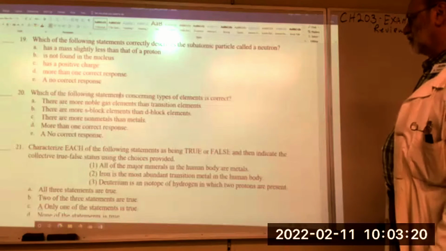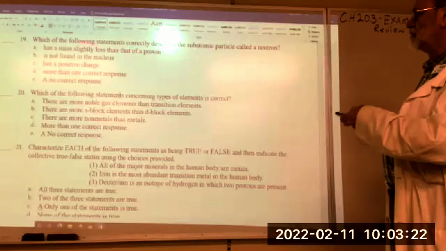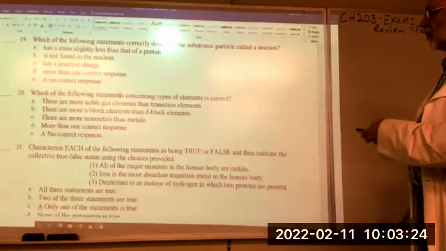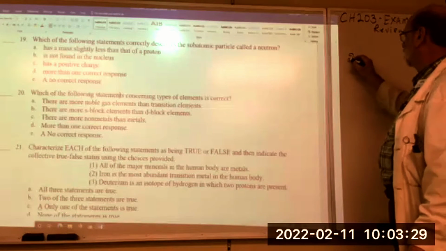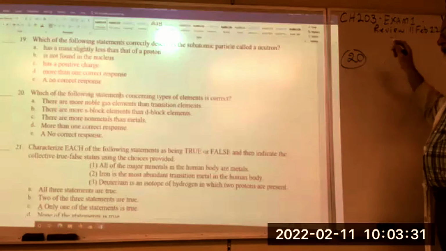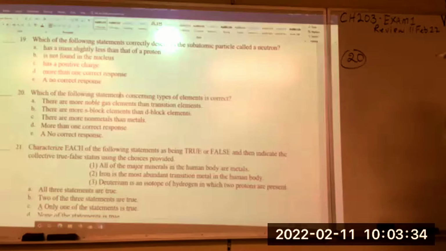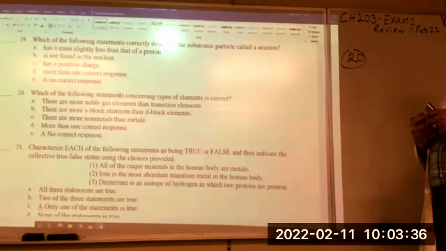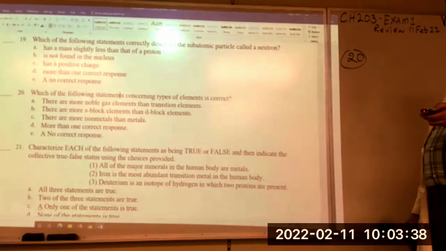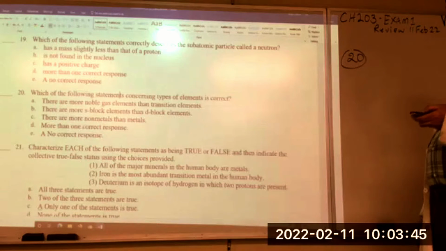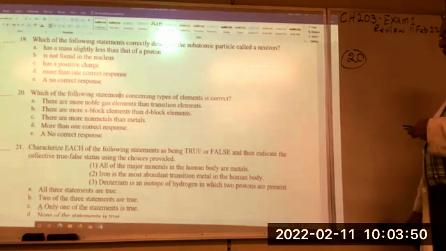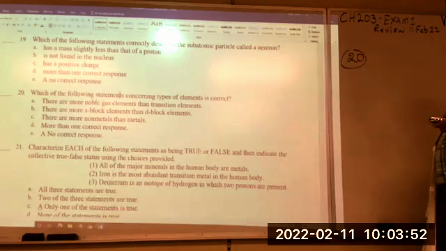Okay, where was I? 20. Which of the following statements concerning types of elements is correct? There are more noble gas elements than transition elements. Sorry, you got a whole gaggle full of transition elements, and you've only got these noble gases. So A is wrong. There are more S block elements than D block elements.